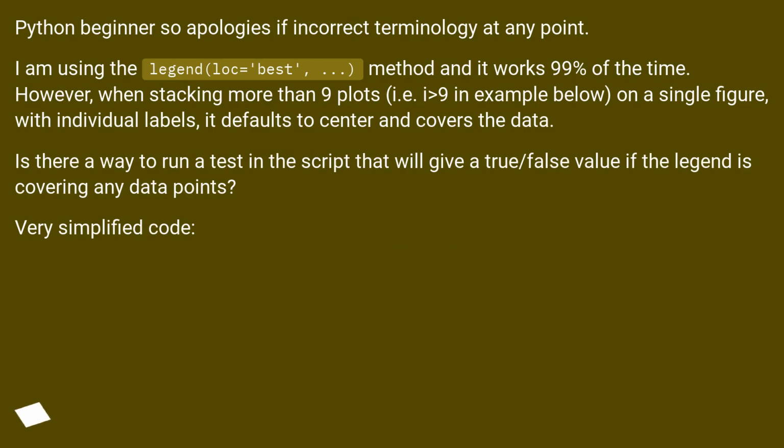I am using the legend block equals best method and it works 99% of the time. However, when stacking more than 9 plots, i.e. 9 in example below, on a single figure, with individual labels, it defaults to center and covers the data.